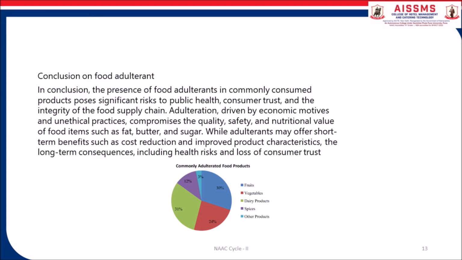Rigorous testing, inspection and monitoring programs are essential for detecting and preventing the presence of adulterants in food products. Consumer education and awareness initiatives are vital for empowering individuals to make informed choices and demand transparency and accountability from food manufacturers and suppliers. By promoting ethical practice, supporting quality assurance measures and advocating for stricter regulations, we can mitigate the risks associated with food adulteration and safeguard public health.